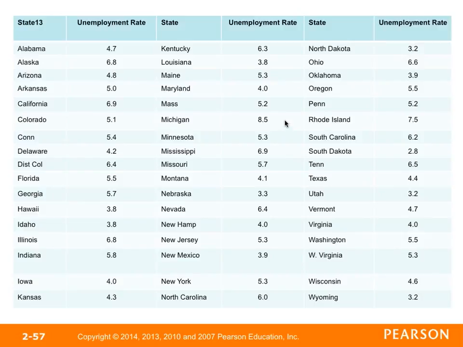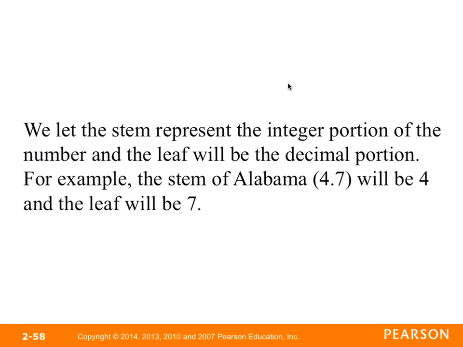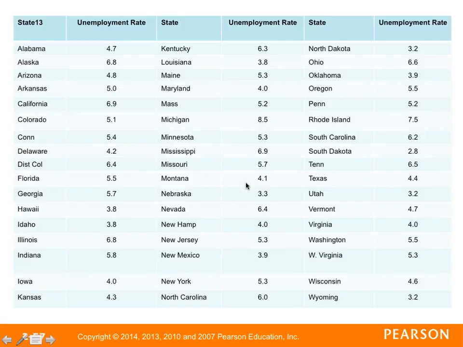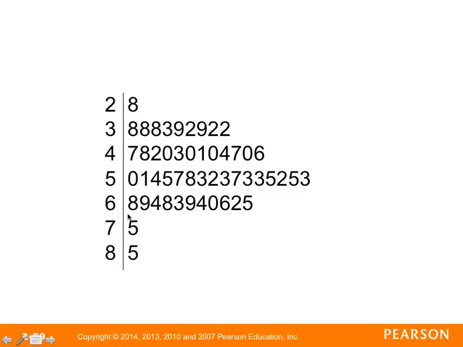That's the highest one I see. It doesn't mean that there's not another one, though. So we let the stems represent the integer portion of the number, and the leaves are going to be the decimal portion. So for example, in Alabama, the stem is going to be 4, and the leaf is going to be 7. So for Indiana, the stem is going to be 6, the leaf is going to be 8.